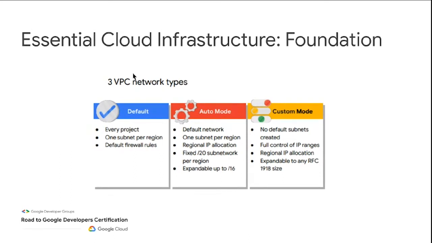So the auto mode and default is different basically based on the subnet. So default is just one subnet per region, but in auto mode it's in /20 and it's expandable. So you can expand it up to /16. I will explain what these notations are in a little bit. But usually when you're planning your own infrastructure, you want to manage your own network. So that's where the custom mode comes in, where you create your own subnets, you have full control of your IP range. The IP allocation is done based on regions, so regional IP allocation, and it's expandable based on RFC 1918. You might be wondering what these are, and I will explain very shortly.